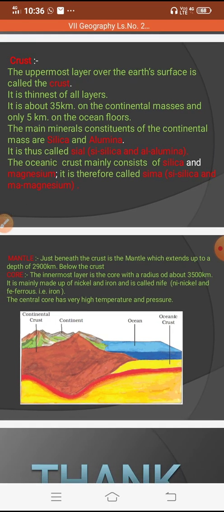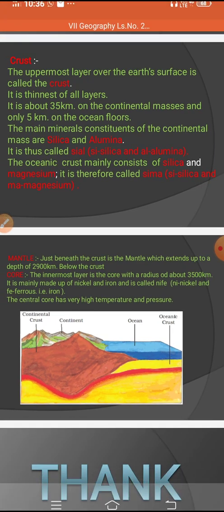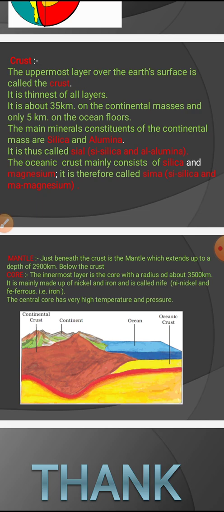Then in the picture below, you are seeing the continental crust, which I have explained. Continental crust is where the continent or land mass is. On the other side you can see the ocean, which is land covered with water, that is the oceanic crust. Under the water again there is land mass, which is called the oceanic crust.